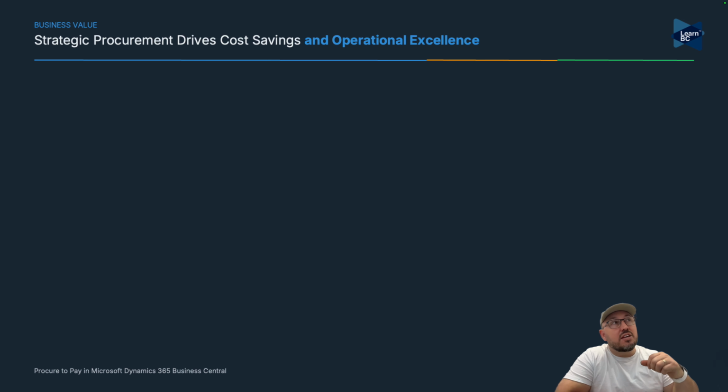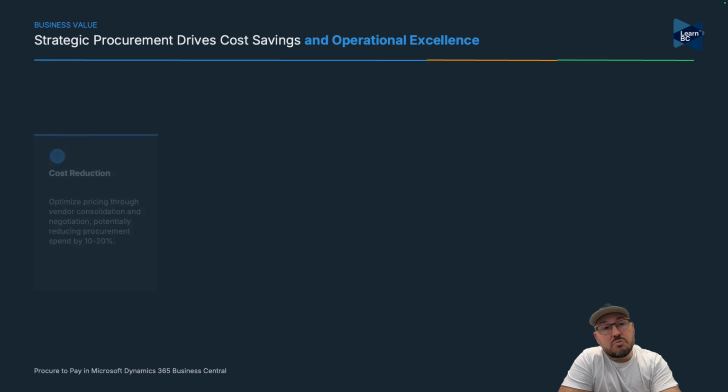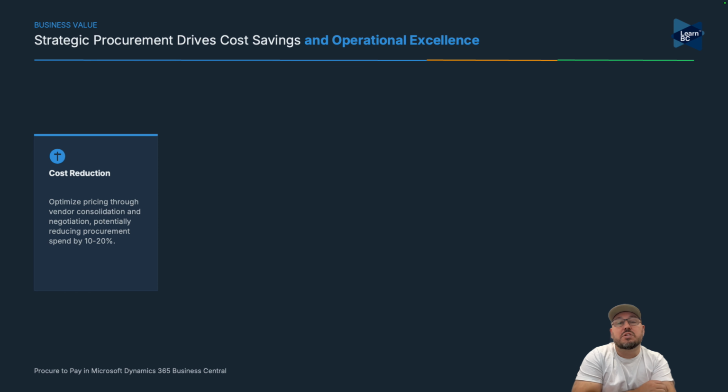So the business value here: strategic procurement drives cost savings and operational excellence. What does that mean? It means we're looking at cost reduction. There is an average of 10 to 20% in cost reductions, when, as the saying goes, you manage what you measure. Because Business Central measures your margins, you manage them better, you effectively drive a culture that gets rid of waste, you get rid of leakage, and you generally will find efficiencies.